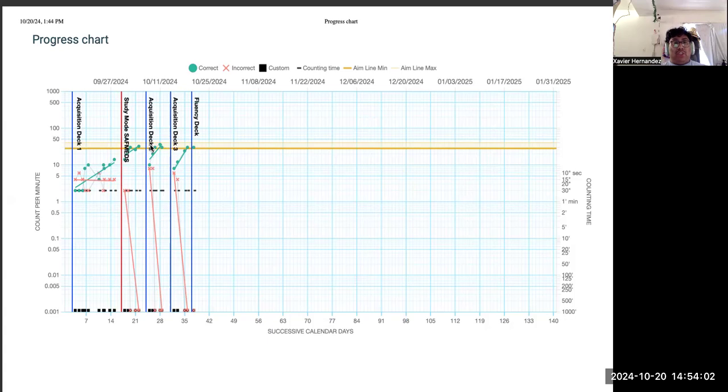So I did that for acquisition deck two and acquisition deck three. For acquisition deck three, I did have a harder time with this intervention just because it felt more difficult. However, I did use the same intervention. It did help me out. It just took a little bit longer. I was able to hit the aim band on the fourth day instead of the usual third day.